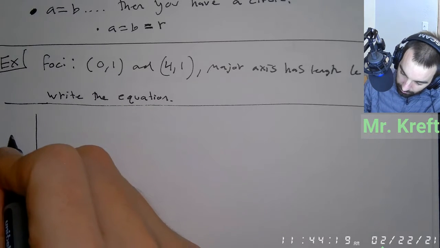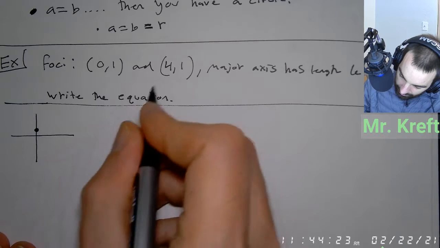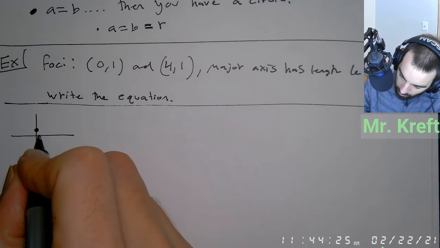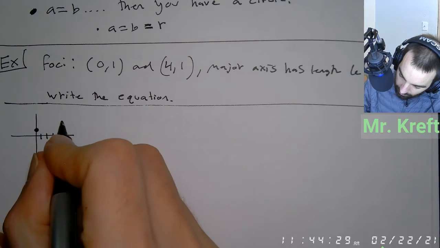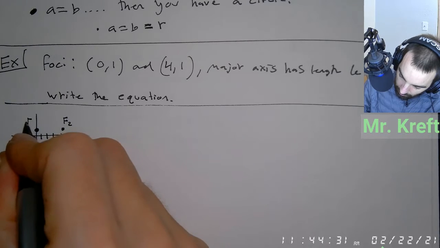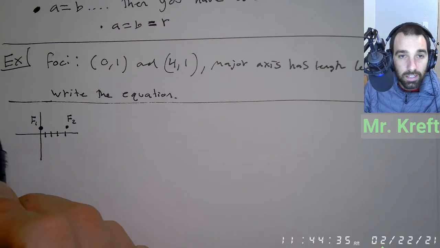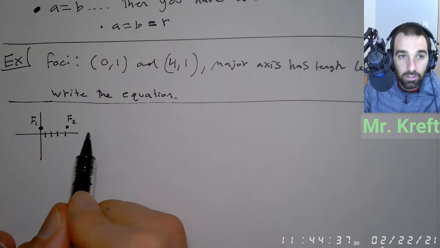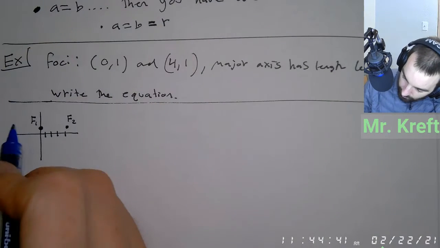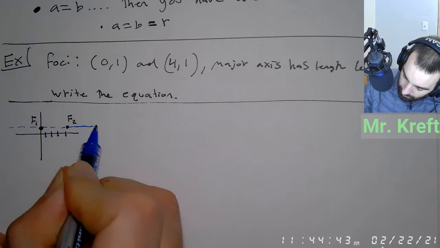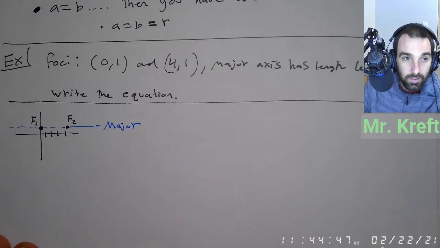So if I just quickly graph this, and I have (0, 1) and I have (4, 1), and this is foci 2, and this is foci 1, then you can see that my foci are on a horizontal line, right? So my major axis is going to be like this. So this is going to be my major.